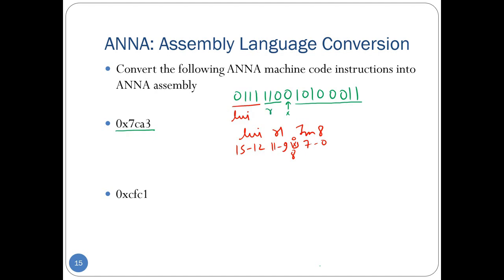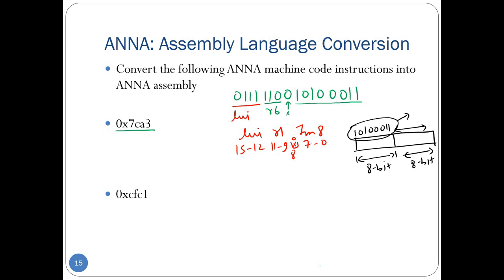So 110 is register R6, and now here pay attention, because this is the LUI instruction. Recall that if this was your 16-bit register, the LUI instruction is only responsible for initializing the higher order 8 bits, right? It doesn't know anything about the lower order 8 bits. So what that means is this value that you see here, 10100011, only belongs to the higher order 8 bits. You don't know anything about what should go in the lower order 8 bits, and therefore if you just translate this bit pattern into a decimal equivalent, I think this comes to 93.